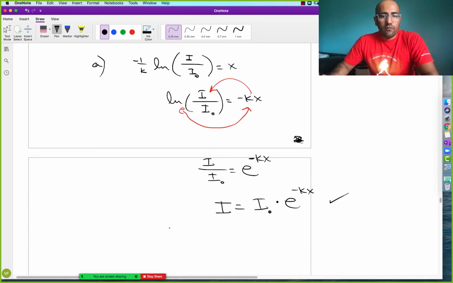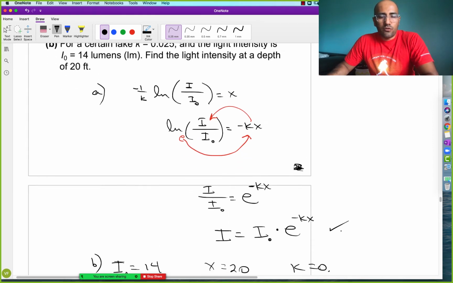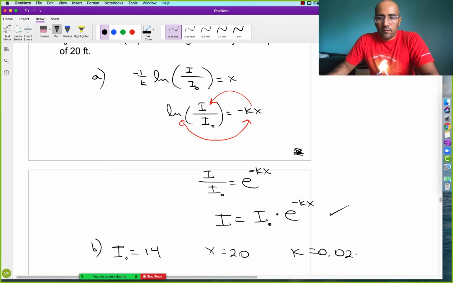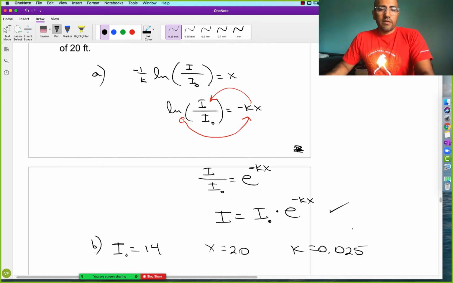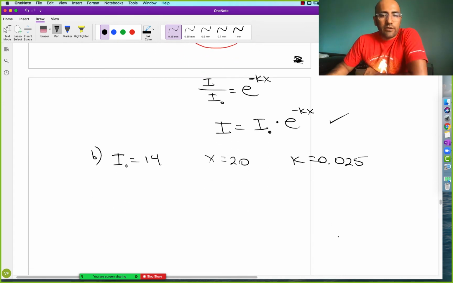Good. Okay, so for part B, they tell us that I sub naught is equal to 14, and that x is equal to 20. Oh, sorry, and that k was equal to 0.025. So then it just becomes a plug and chug kind of question.